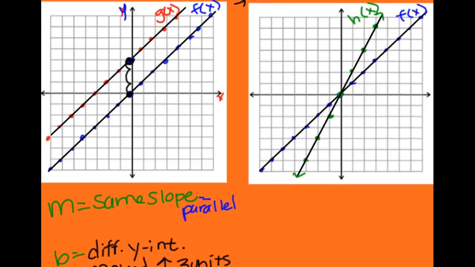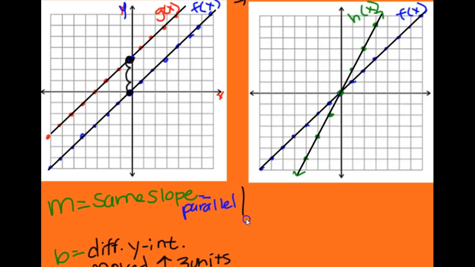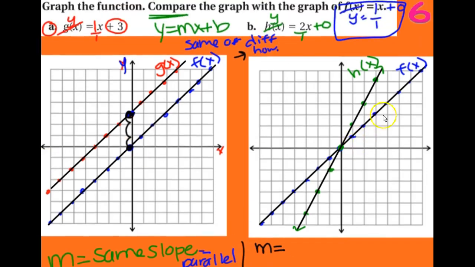Okay, parent function. Two things we always need to compare are m and our b. Our m is our slope. Do these have the same slope? Well, you can tell just by looking at them that they're different. So I'm just going to write different slope. But if it's different, we need to say, how is it different?